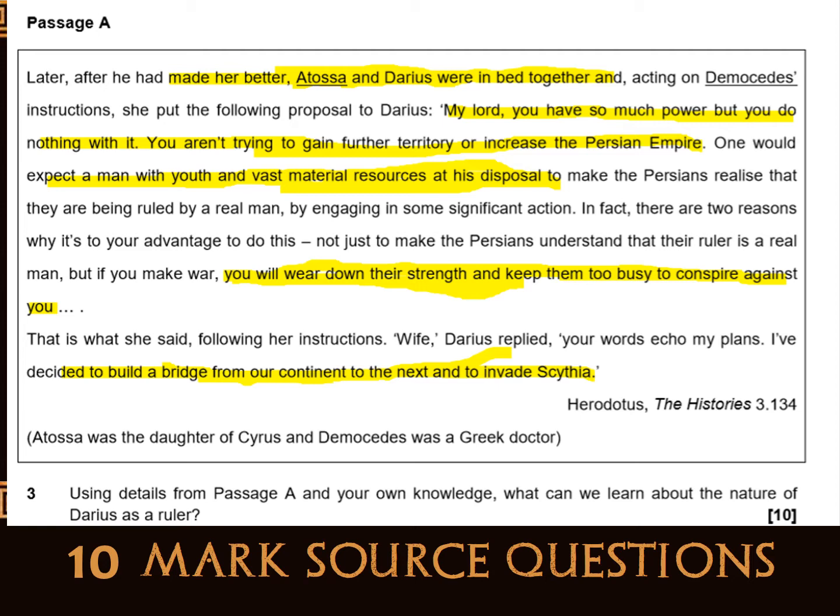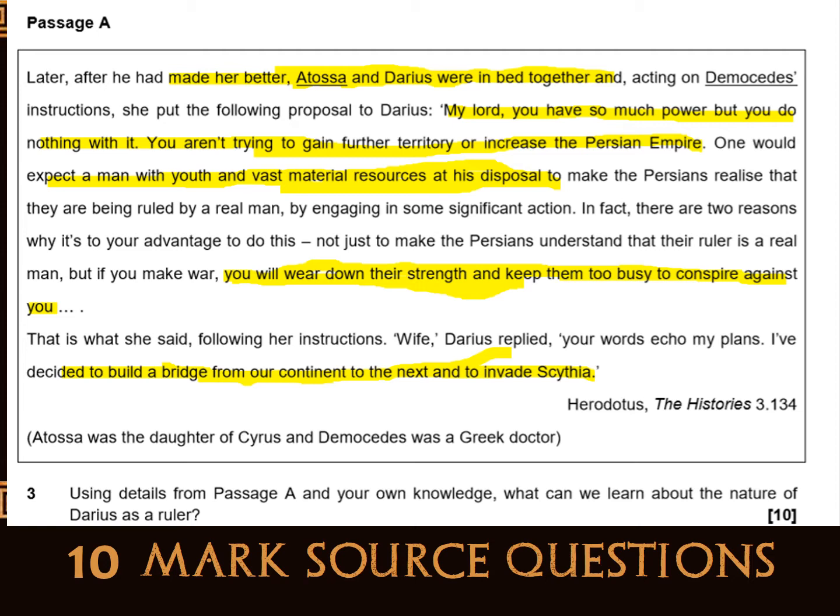So some of the highlighted bits: I've started by highlighting the fact that this conversation takes place between Darius and Atossa. They're in bed, standard for Herodotus. And she's basically giving him a hard time about not doing what she thinks a Persian leader should do. So this idea of expanding the empire. And then she goes on to say, look, you've got vast material and resources. You're the king of the world's first superpower, and you seem happy to sit there and do nothing. Get off your backside, go and invade someone. Obviously, in the larger context, she's suggesting go and invade Greece.